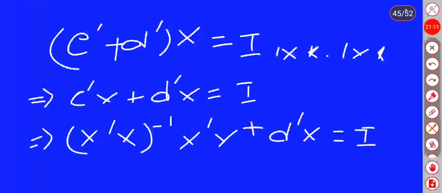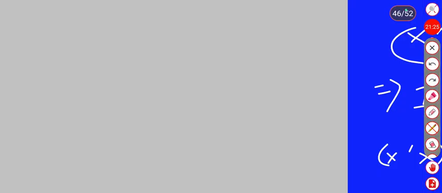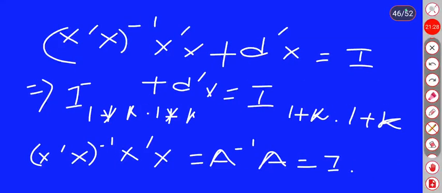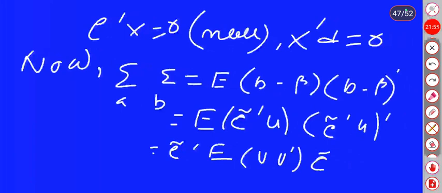So if we multiply x with the two terms, c transpose x plus d transpose x is equal to I, that is x transpose x inverse x transpose x plus d transpose x is equal to I. So x transpose x inverse x transpose x, which is a inverse a, is the identity matrix I, plus d transpose x is equal to I. So c prime x is equal to I and d prime x is equal to 0.